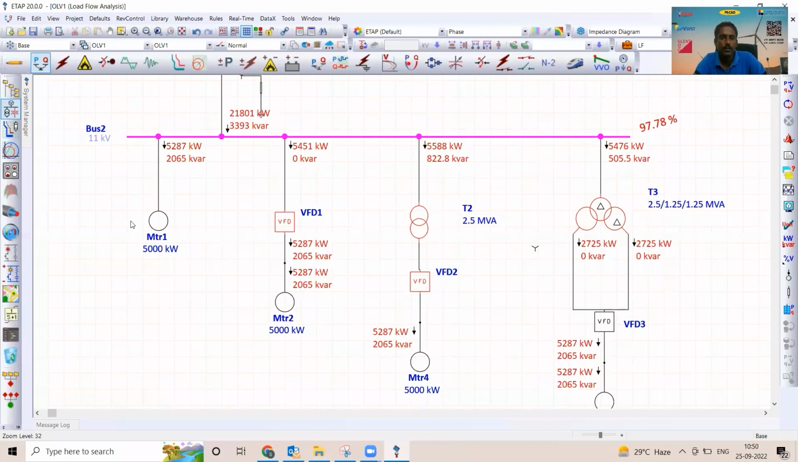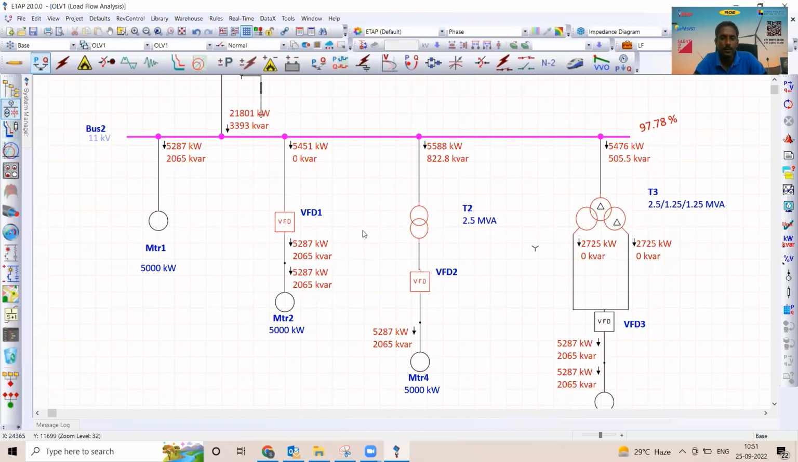5,000 kilowatt motor, that's the mechanical output. The motor is drawing 5,287 kilowatt. That's an electrical input. The motor is drawing 2065 kVA. That's the reactive power. The power factor of the motor is the input which we have given.